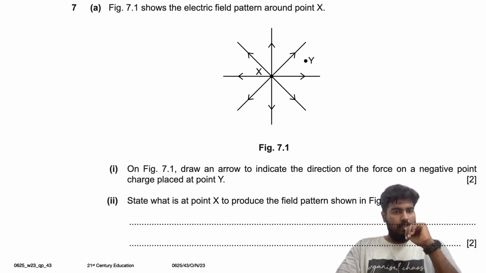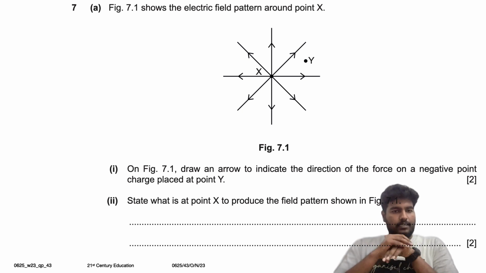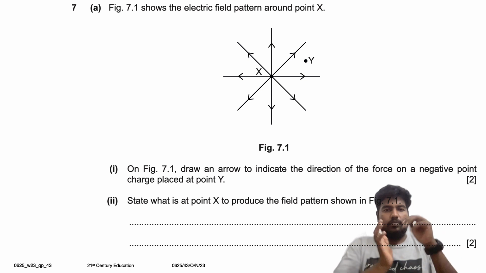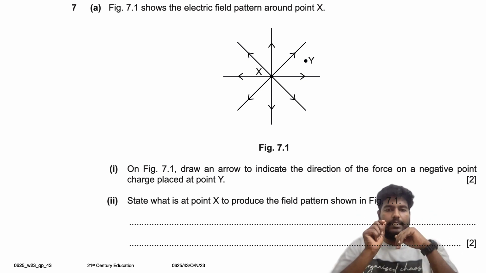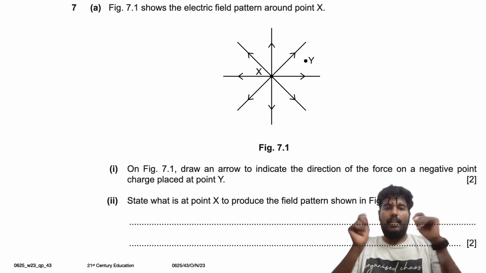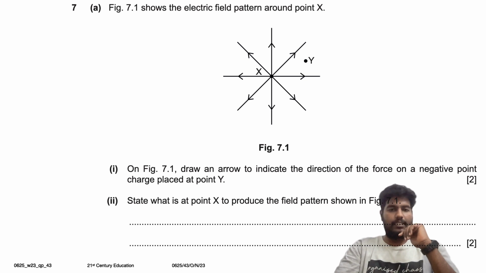Next question, on charges. Figure 7.1 shows the electric field pattern around point X. On figure 7.1, draw an arrow to indicate the direction of the force on a negative point charge placed at point Y. This also answers the second part of the question. The arrows at X point outwards, meaning that it is a positive charge. Y is a negative charge, so they will attract each other. So the direction of the force at Y is towards the center of X. That's how we have to draw.